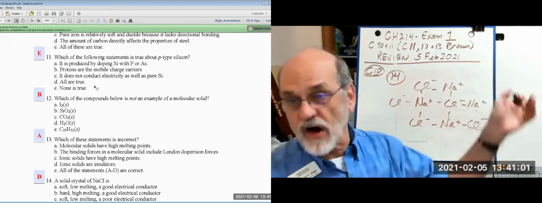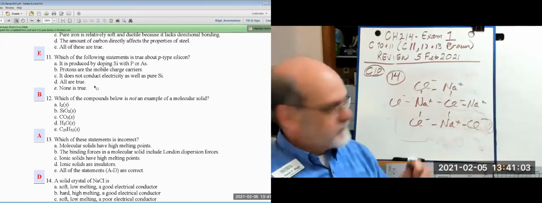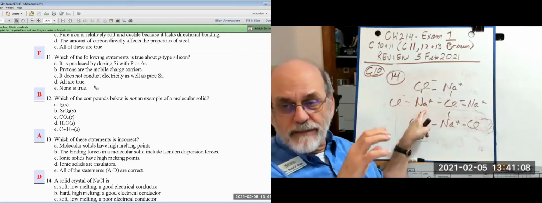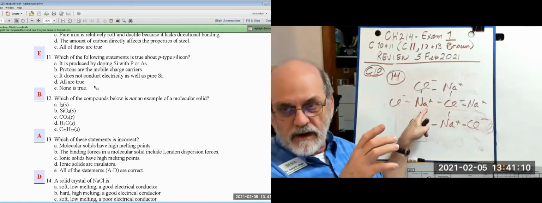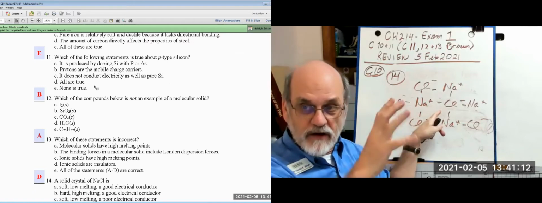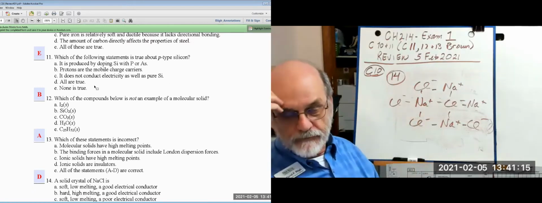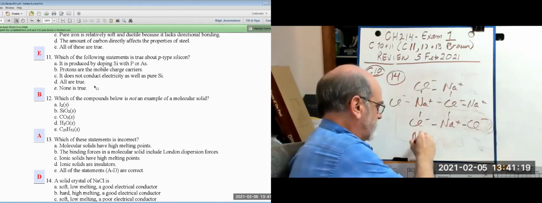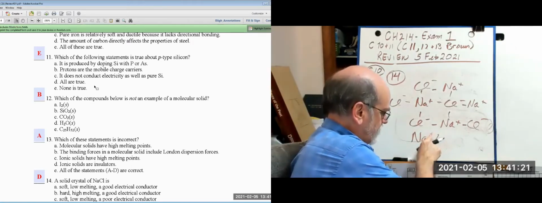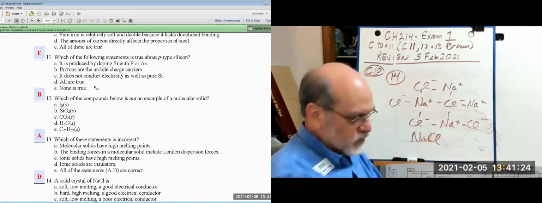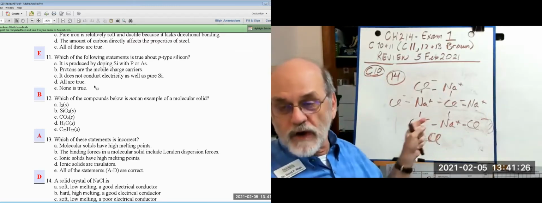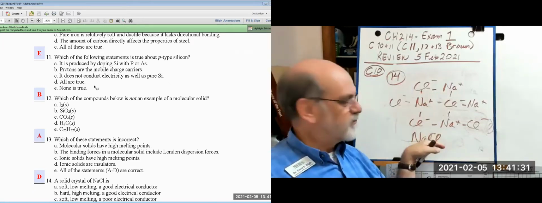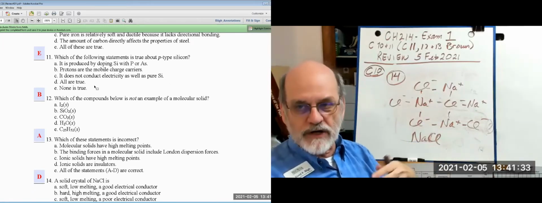On and on and on. In fact, each sodium is, in 3 dimensions, surrounded by 6 chlorides, and each chloride in 3 dimensions is surrounded by 6 sodiums. So that's where you get the NaCl 1-to-1 ratio, when in fact it's 6-to-6. But this is the empirical formula, the simplest whole number ratio.